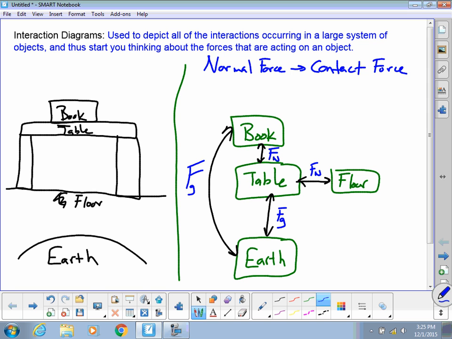But gravity is categorized as a long-range force.